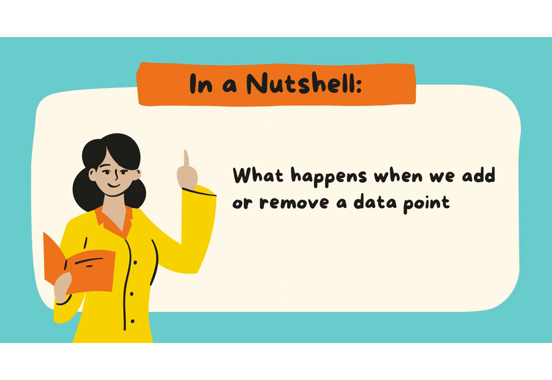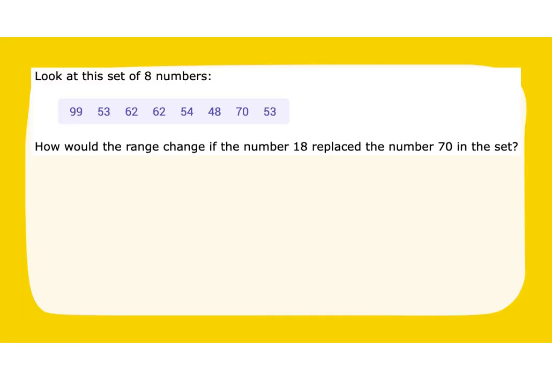So in a nutshell, this entire skill deals with what happens when we add or remove a data point from our data set. So here we have a set of 8 numbers. We are asked how the range would change if the number 18 replaced the number 70 in the data set. First things first, we need to know what the range is for the original. Our original smallest and biggest values are 99 and 48. So 99 minus 48, which is a total of 51. So the range for that data set is 51.